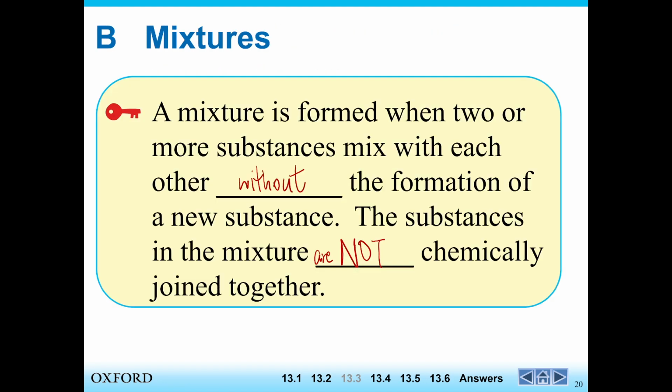All right, so I'll wrap up this video over here. Compounds are two or more elements chemically combined together. Mixtures could be two or more elements, two or more compounds, or even two or more elements and two or more compounds not chemically combined together.